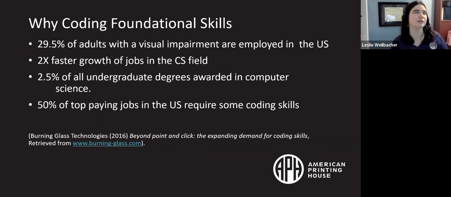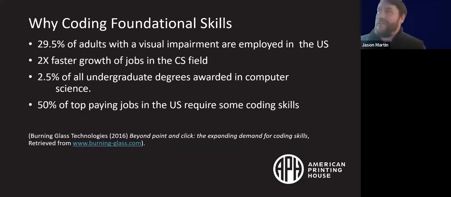I understand that there's a lot of concern around coding in general and teaching it if you don't feel like you know it yourself. And Leslie, to chime in here off to the side, I agree. That's one of the first questions I ask my groups.